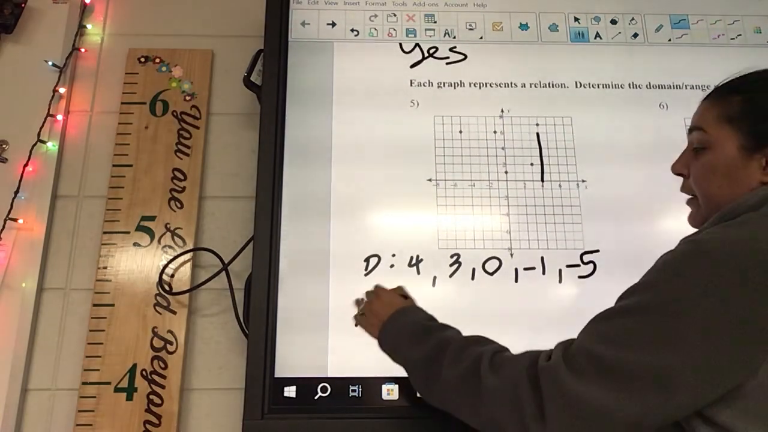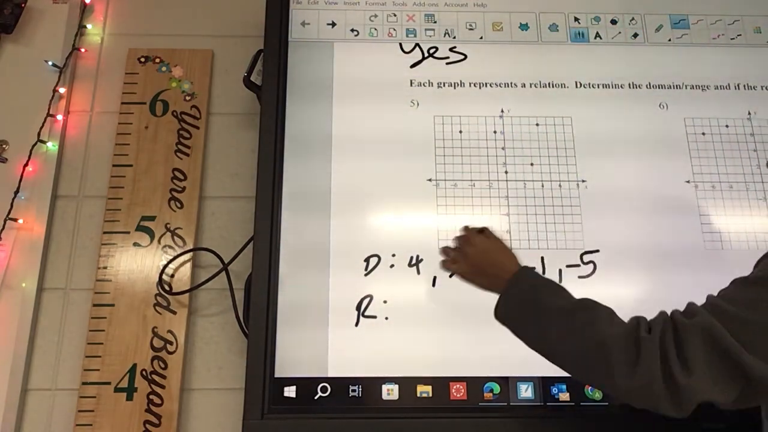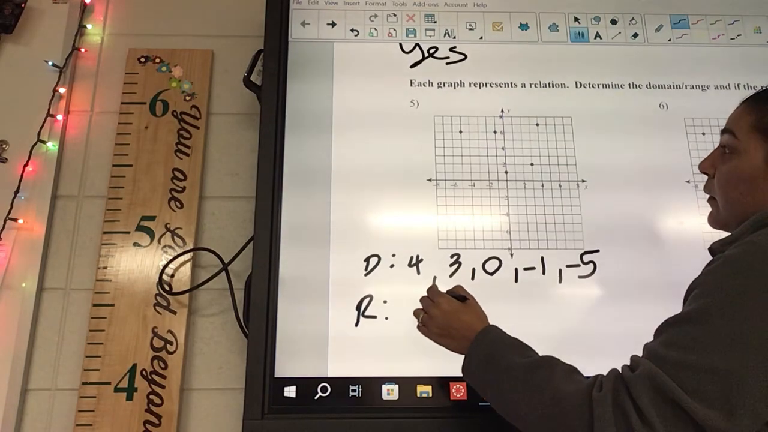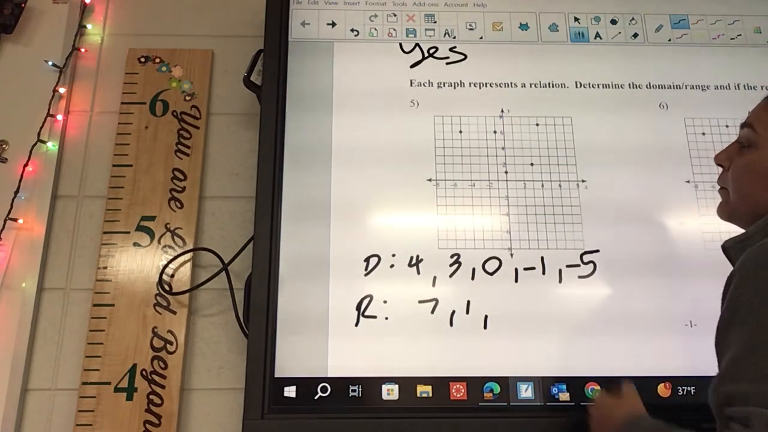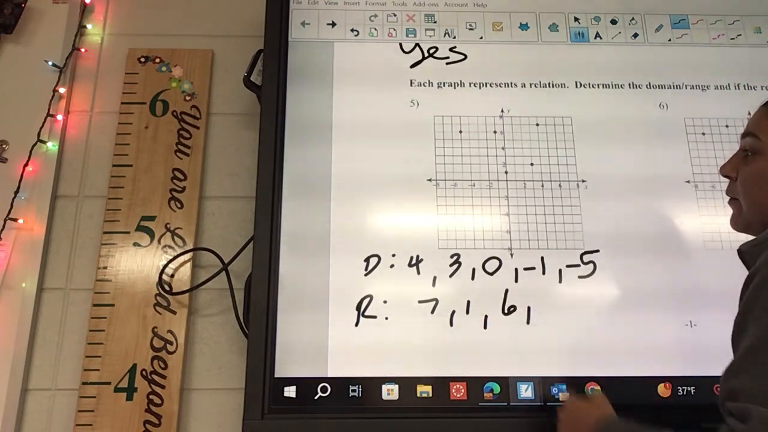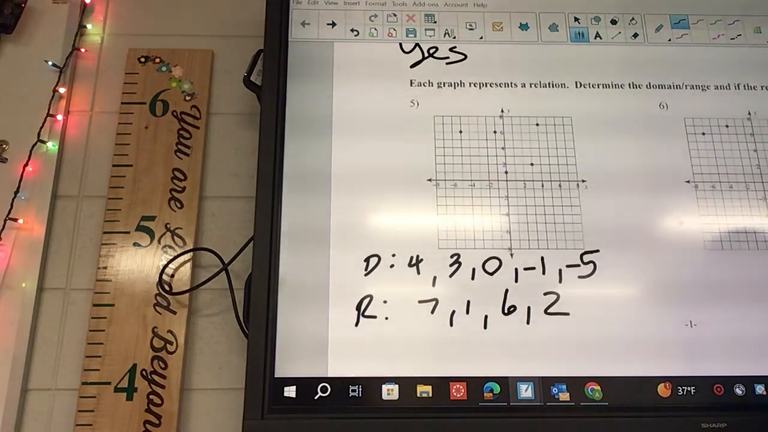Okay, for the range, we do it this way on the y's. Where are there some? 7, 1, 6, 2. Okay, is this one a function?